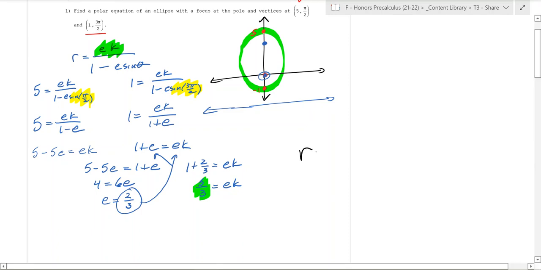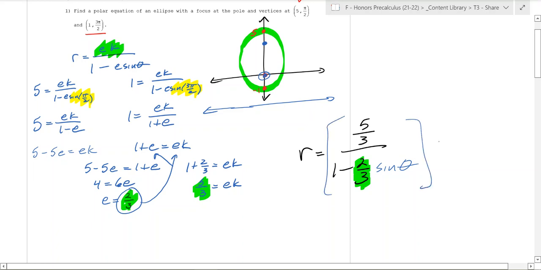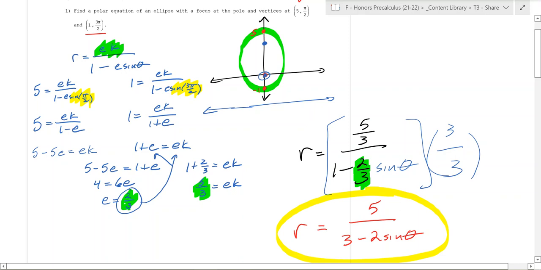So now we know that r is equal to 5/3 over 1 minus 2/3 sine theta, because we know the E value is 2/3. We're going to clean this up a little bit, and we're just going to multiply this by 3 over 3. You're multiplying by 1, which is totally fine, and you end up with r is equal to 5 over 3 minus 2 sine theta. It flattens it out a little bit. We want to get rid of the compound fractions. So that would be the equation we want right there.